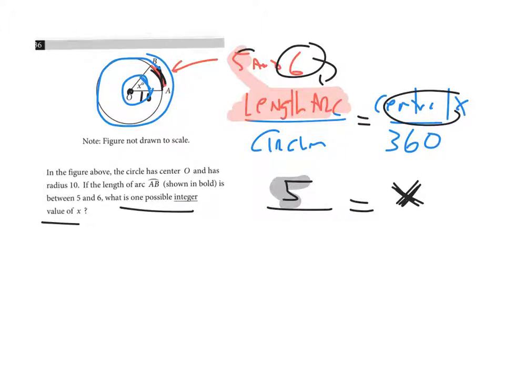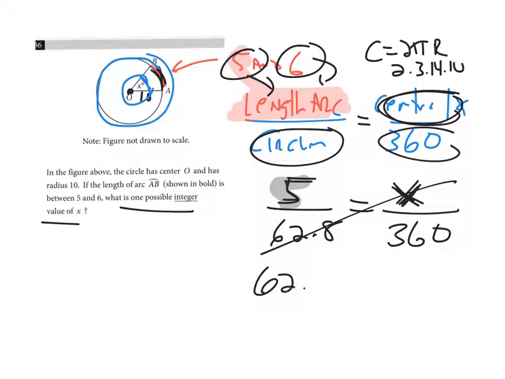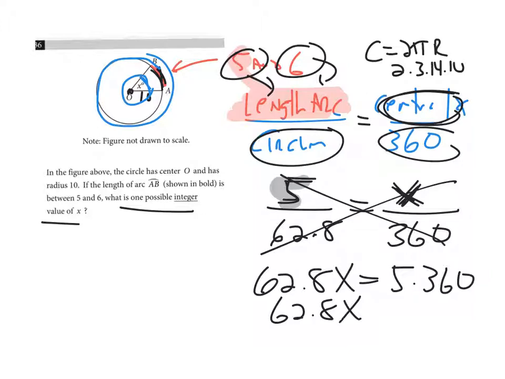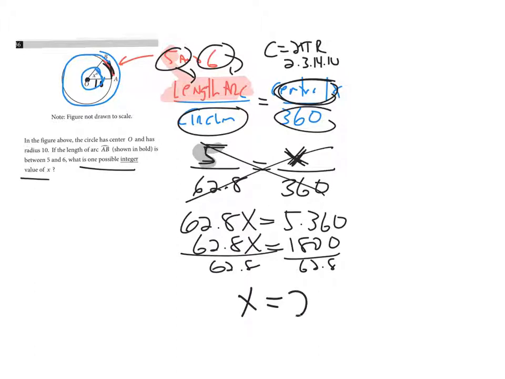So here I have the length of the arc, which is greater than 5, over the circumference, where the circumference equals 2 times pi times r, or 2 times 3.14 times 10, or here the circumference is equal to 62.8. So I have 5 over 62.8. That equals the central angle, which is x, over 360. So here I can cross multiply. 62.8x equals 5 times 360, or 62.8x equals 1800. And here, if I divide both sides by 62.8, I'm going to get x equals 28.66. Now, this is what the central angle was when the length of the arc was 5.